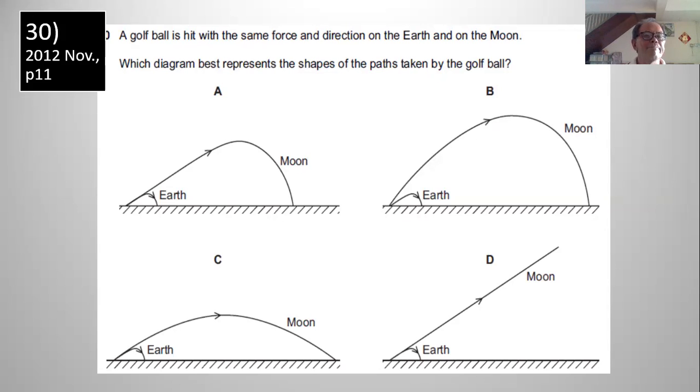Okay, let's try another question. Past paper. A golf ball is hit with the same force and direction on Earth as on the moon. Which diagram best represents the shape of the path taken by the golf ball? It's an application of your knowledge.